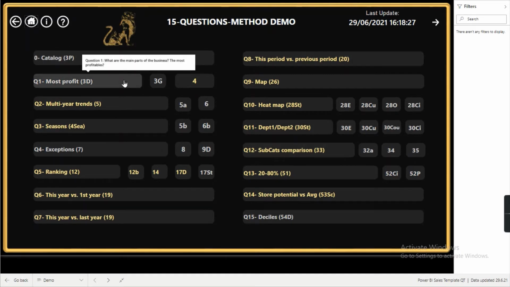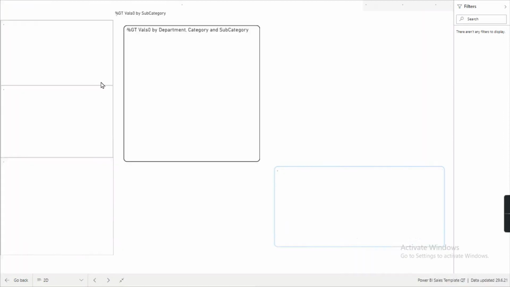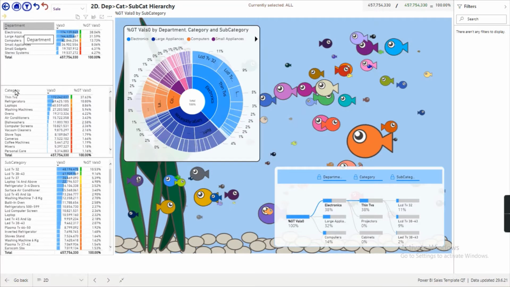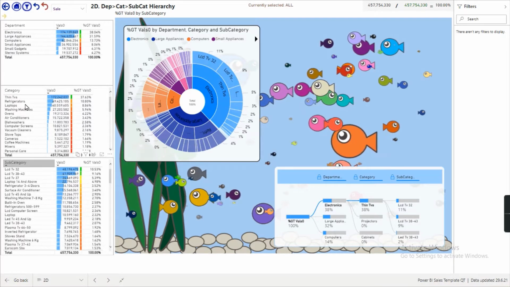Now we start with the first question of the 15 questions, from above to details. First question: what are the main parts of the business, the most profitable? Let's go to page 3D. You can see departments, categories, and subcategories.